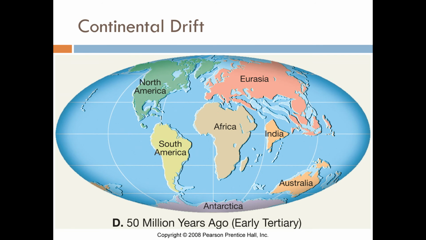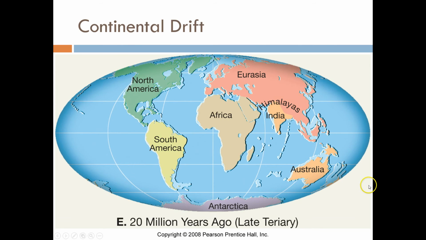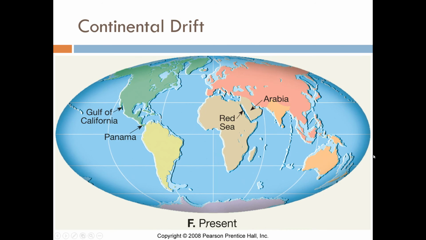50 million years ago, everything's starting to look a lot more familiar. You can see the Horn of Africa and the Arabian Peninsula start to develop. You can see where the Mediterranean is still open at this point. And India's trucking. 20 million years ago, you have the first forming of the Himalayas. And now where we are, we've got the Gulf of California opened up. You've got the Red Sea all opened up too.